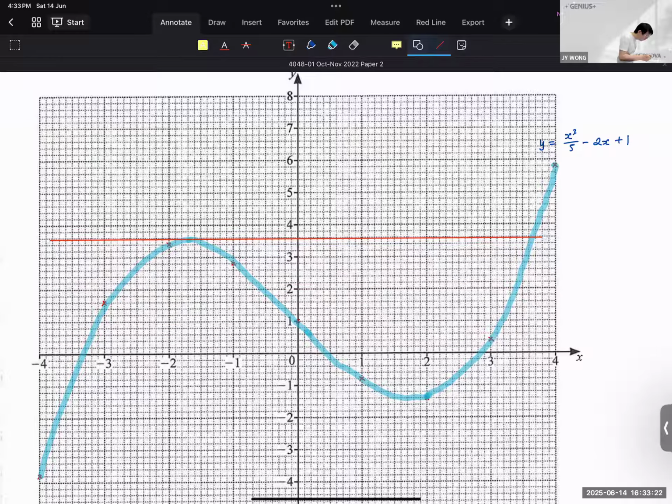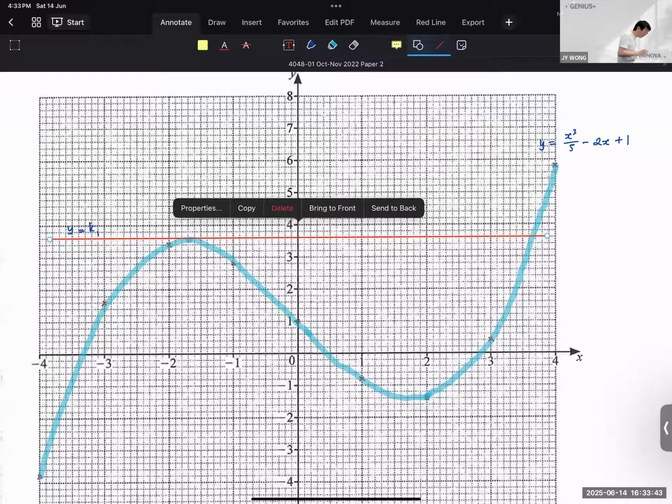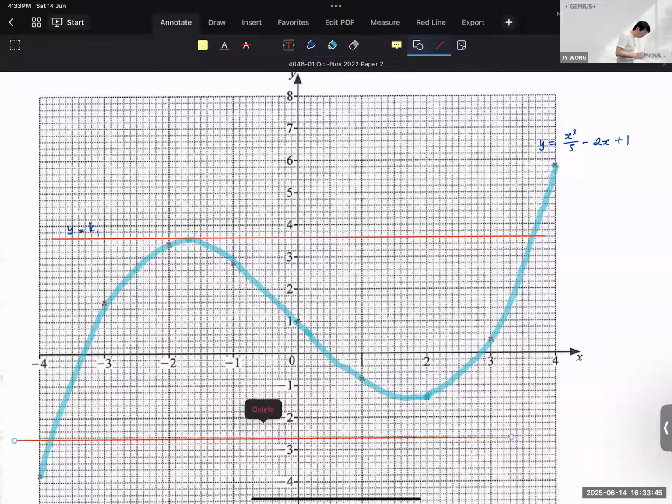Can you tell me at where it will have two solutions only when I place this horizontal line? Do you see that? If I put it at the turning point, how many intersections will it have only? 2. And that's why there will only be two solutions. So this is my y equals k1. But they say there are two possible lines, right? Where's the other line? At the bottom. At the bottom also can have a minimum point, right? So this is your y equals k2.